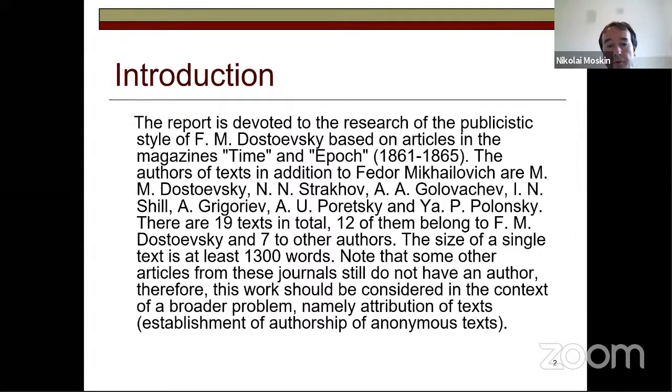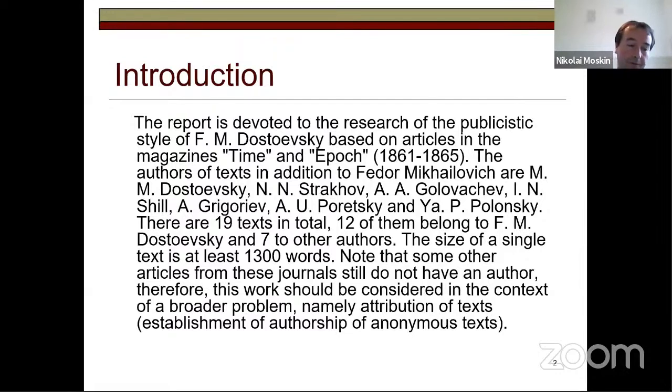The authors of the texts, in addition to Fyodor Mikhailovich, are his brother Mikhail Dostoevsky, Strakhov, Golovanchov, Shil, Grigoriev, Paretsky, Polonsky. There are 19 texts in total in this research. 12 of them belong to Fyodor Mikhailovich Dostoevsky and 7 to other authors. The size of a single text is at least 1,300 words. Note that some other articles from these journals still don't have an author. I said about this earlier. Therefore, this work should be considered in the context of a broader problem, the attribution of text. Attribution of Dostoevsky's texts is a fundamental problem in philology.